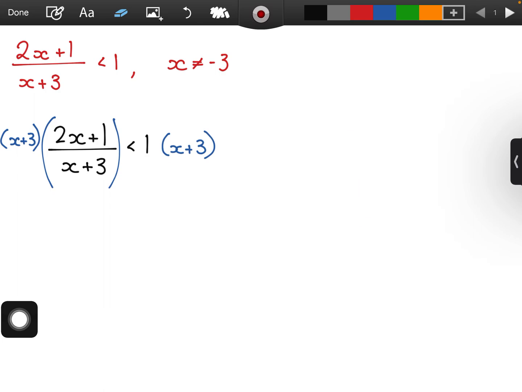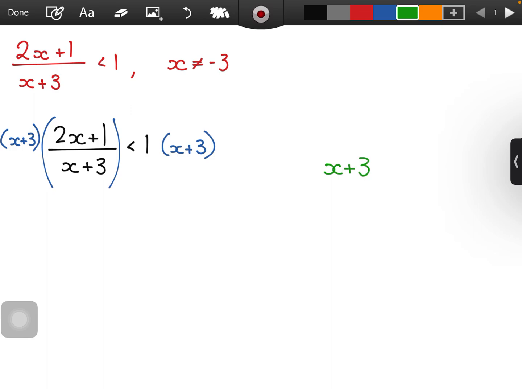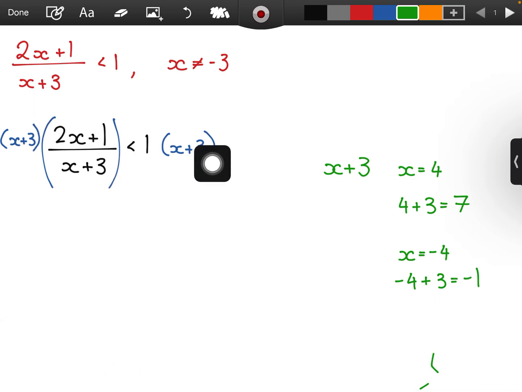Okay, so let me just explain that a little bit more. What I have is x plus 3. If I had x equal to, let's say, 4, then my value of x plus 3 would be 4 plus 3, which is 7. So I would be multiplying across by a plus and not changing the sign. But if x was equal to minus 4, then I would have minus 4 plus 3, which is minus 1. And then I would be multiplying across by a minus, and the sign should change direction.